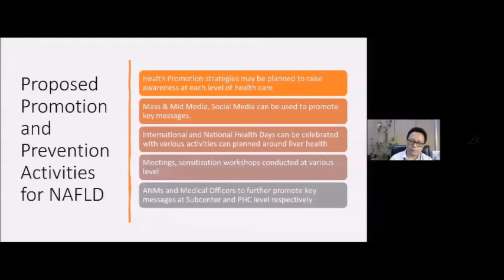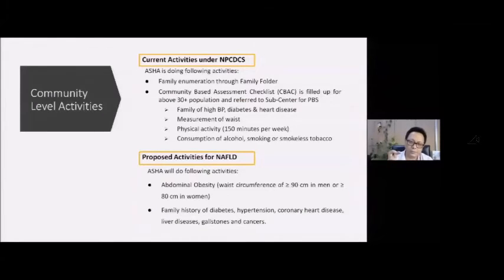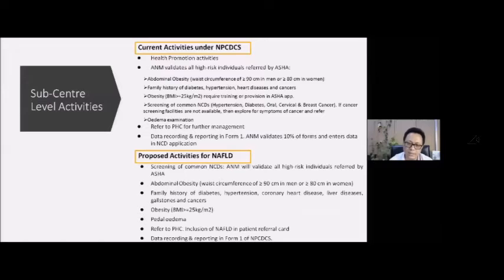Now, the current activities under NPCDCS, as I already told you, the ASHA is already doing this, and in the proposed activities for NAFLD, we will be observing for abdominal obesity. This will come from the waist circumference, which she is already measuring, and family history of diabetes, hypertension, coronary heart disease, liver disease, gallstones, and cancers. The ASHA is already measuring edema for other conditions like antenatal mothers and so on, so we can increase that screening population towards that. So the proposed activities are already there. It is not overburdening the ASHA to any great extent, but is trying to take out the data which is already there and tweak it in such a way that we get whatever is required for NAFLD.